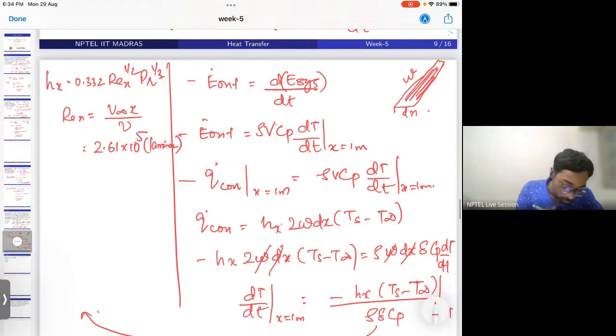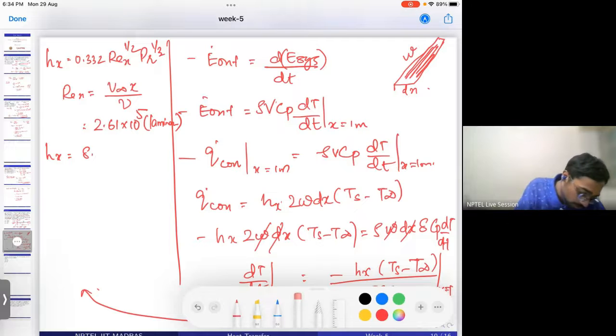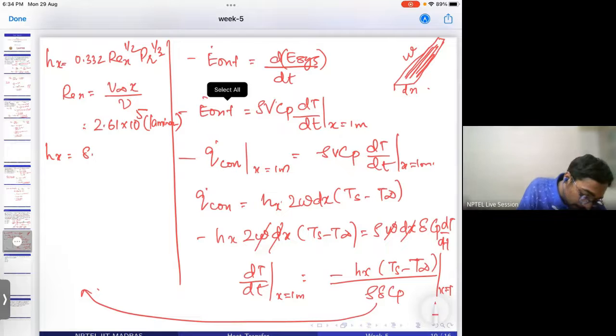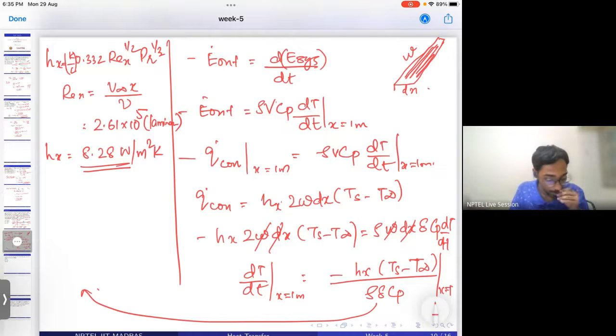So if you find it out, sorry, this is not hx, this is the expression for the Nusselt number. We need to multiply with k and divide by L to make it hx. So hx will be 8.28 watts per meter square Kelvin. Okay, so we got hx.